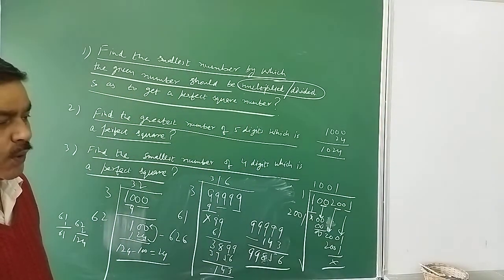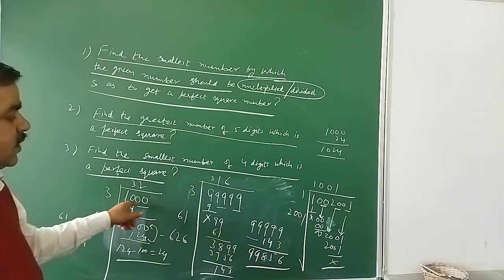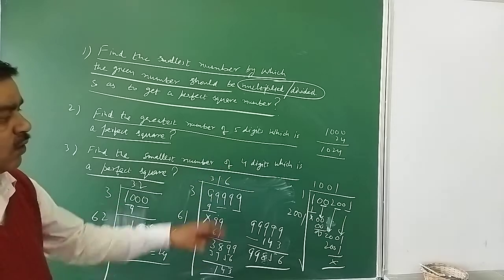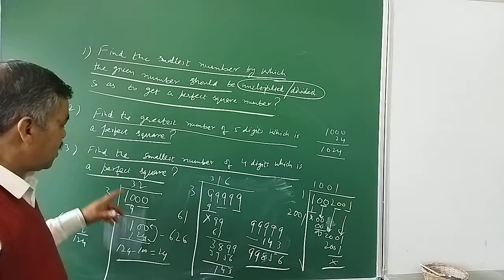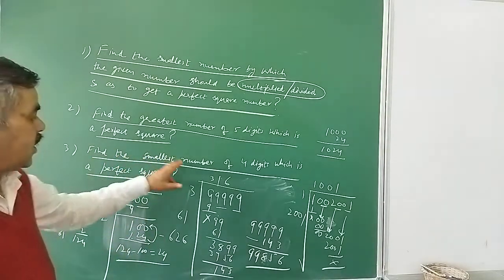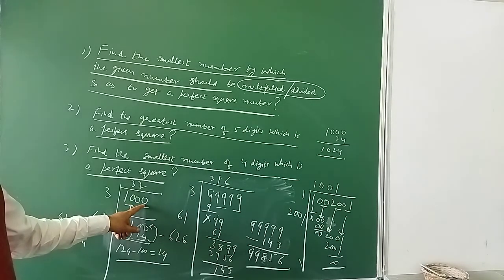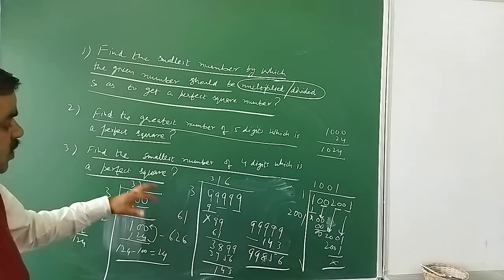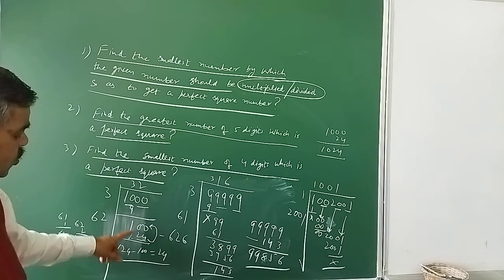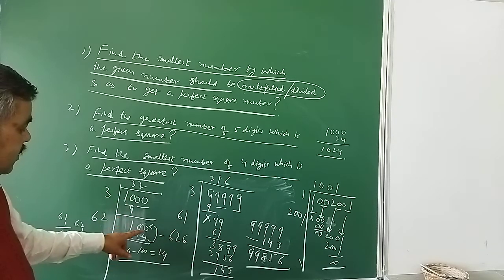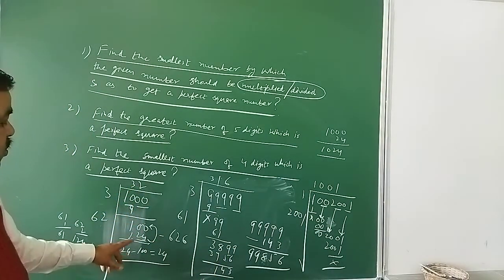1024 is a perfect square. If you find the square root of 1024, you will reach 32. So 32 is the square root of 1024, which is a perfect square. But the question is, find the smallest number of 4 digits. So first of all, you write the smallest number of 4 digits, that is 1000, which is not a perfect square. So this is the procedure I am sharing with you. How to find that? That is the remainder here.